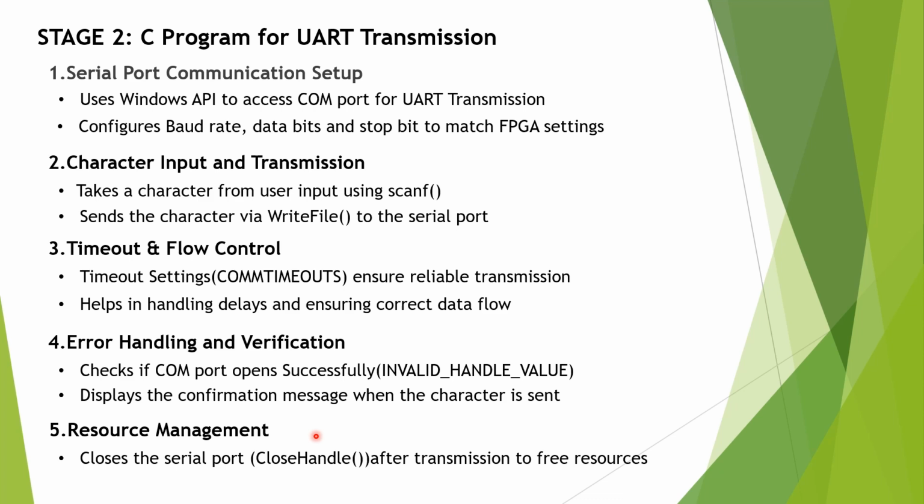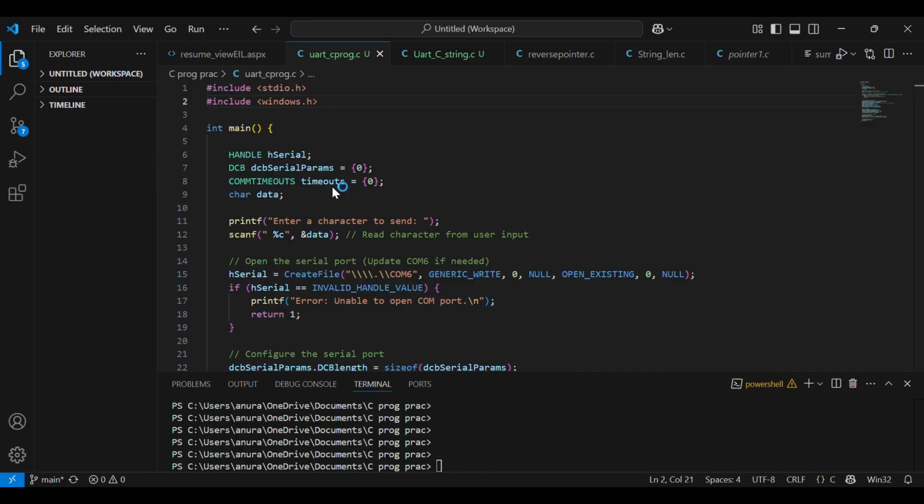Now we will see the C program. Now we will see the C program for character transmission. Here, first of all, we are including the header windows.h, since the windows.h header file is an essential part of the Windows API. Now the question is why we are using this header file.